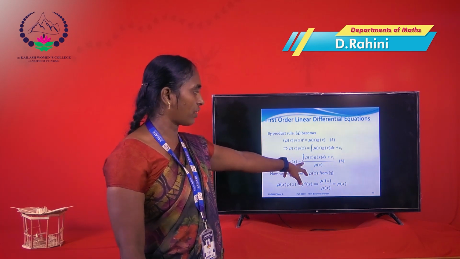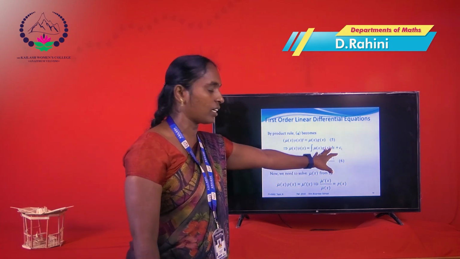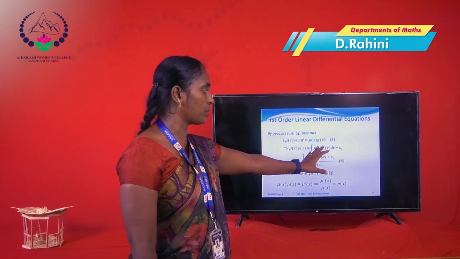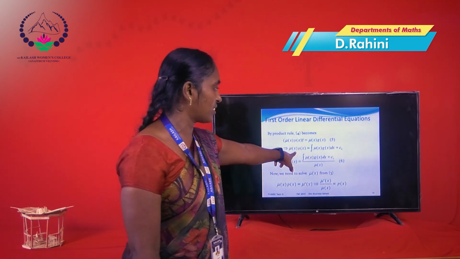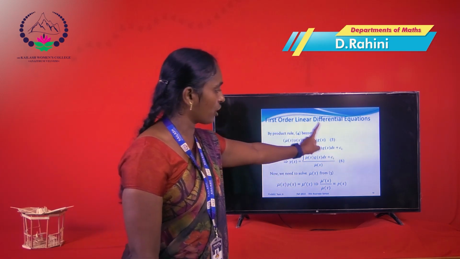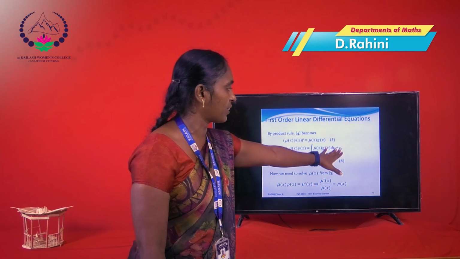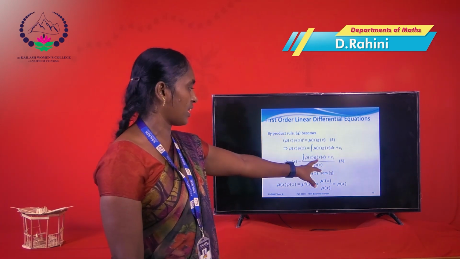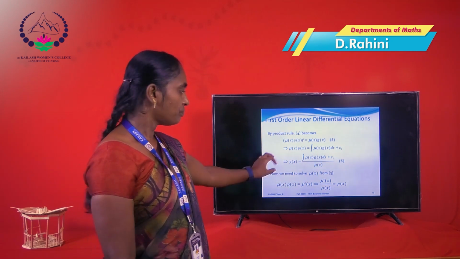So y of x is equal to this upper term, which we write as common. Next, on this side mu of x is the multiplication term, so we move this mu of x to the opposite side, and we get it divided by mu of x. This equation number is 6.